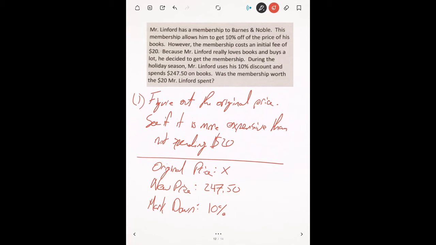$247.50. What I'd like you to do is try and see if you can set up a verbal model for how we're working with the original price and the new price. Basically, how are we taking the original price and turning it into the new price? Take a minute, pause the video. Let's take about 30 to 60 seconds, and let's see if we can figure out what that verbal model might be.